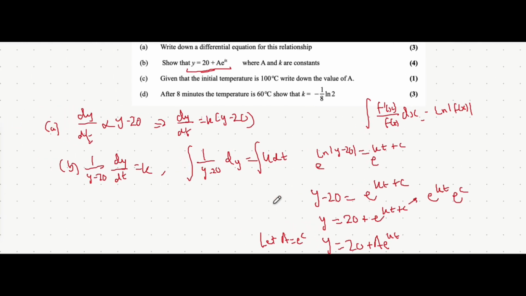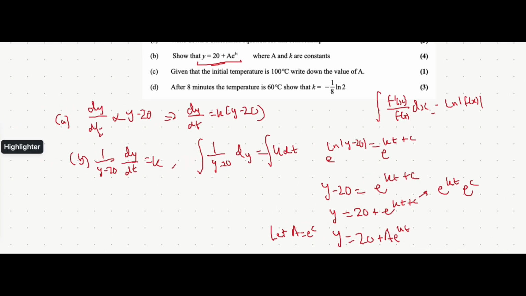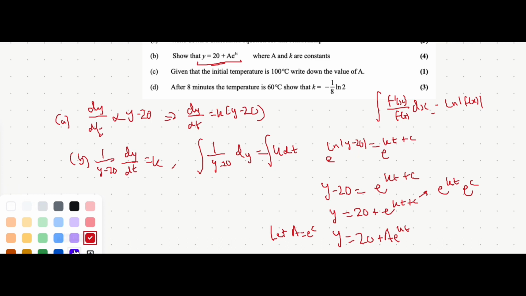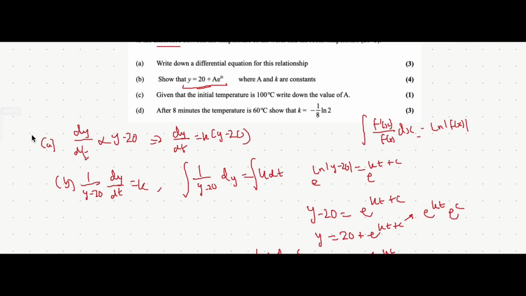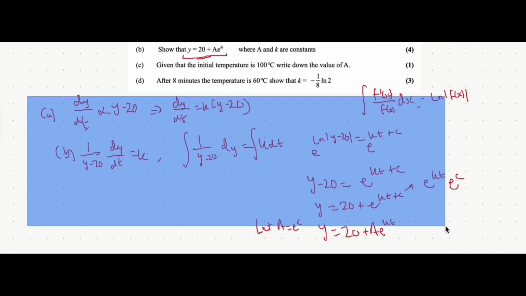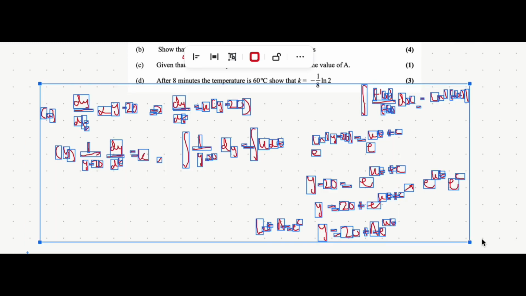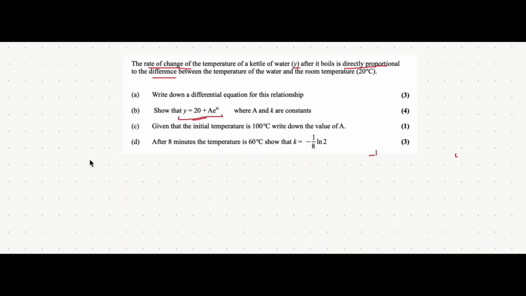Perfect. Let's now move on to part C of the question. So I'm going to change the pen color actually. I think it might also be best if we don't need any of this information, so I'm going to rub it out just so you guys can see the question while I'm doing part C.